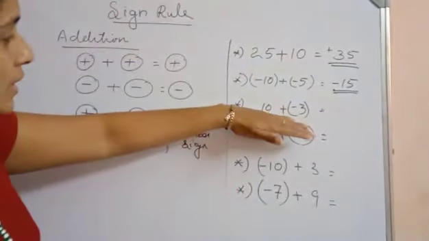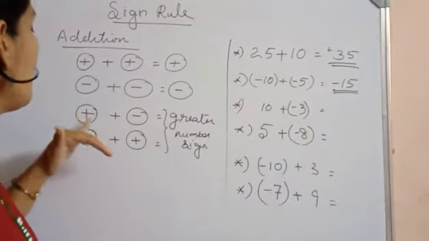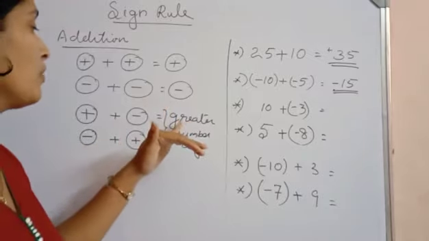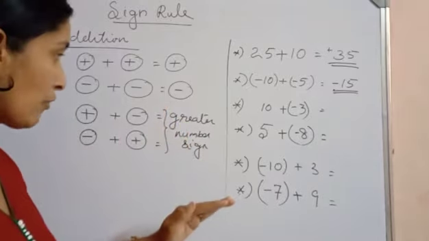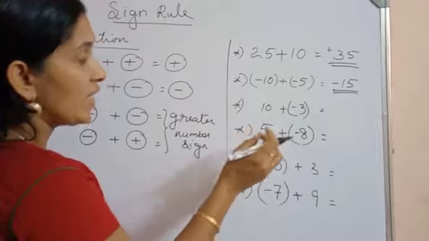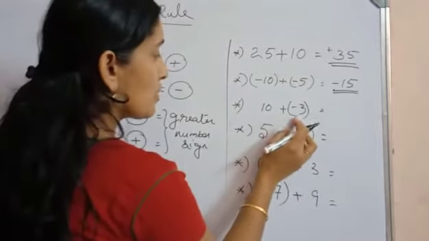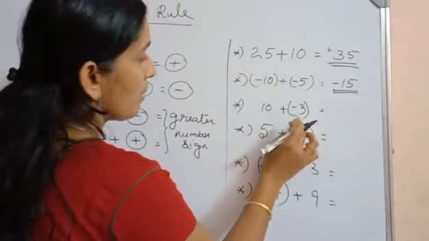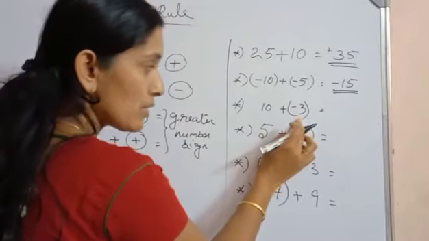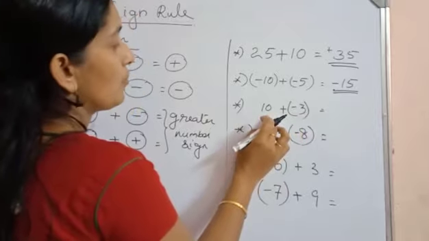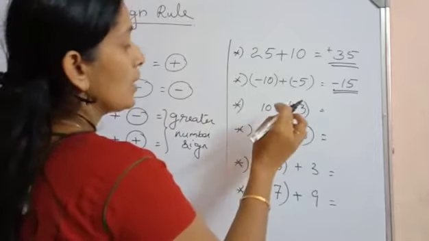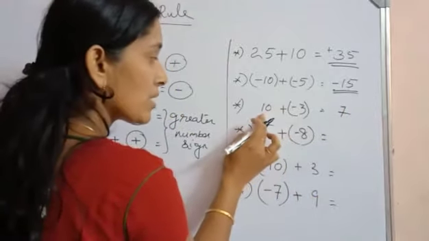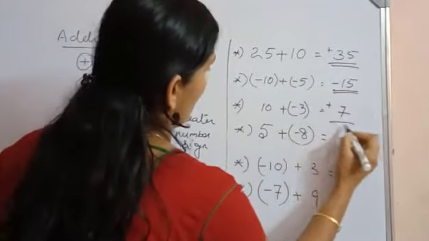And now when it comes to the third part, if you are adding a positive number with a negative number, what do we need to do? We have to give the greater number's sign. Before that, you need to find the difference between these two. Difference means you have to subtract the smaller number from the bigger number. What's the smaller number here? 3 is the smaller number. You need to subtract 3 from 10. If you subtract 3 from 10, you will get 7. And what's the sign of the greater number? Here, the greater number is 10. So, your answer will be plus 7.